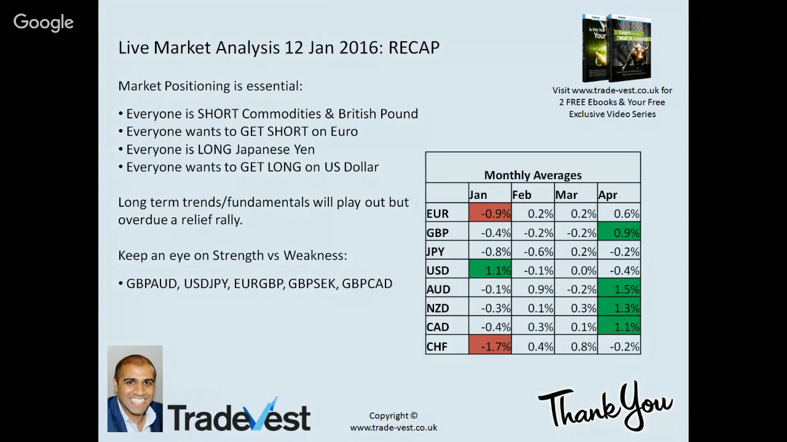Everyone is long the Japanese yen and everyone wants to get long on the US dollar. The long-term trend and fundamentals will play out, but we are overdue a relief rally, and it's all about matching the strength versus weak currencies. You can see here on the right-hand side, we've got the monthly averages over the next quarter for the different currency pairs. And you'll see over the next quarter, we do start building up to print a bullish March and April for the commodity currencies, Aussie, New Zealand, and CAD.